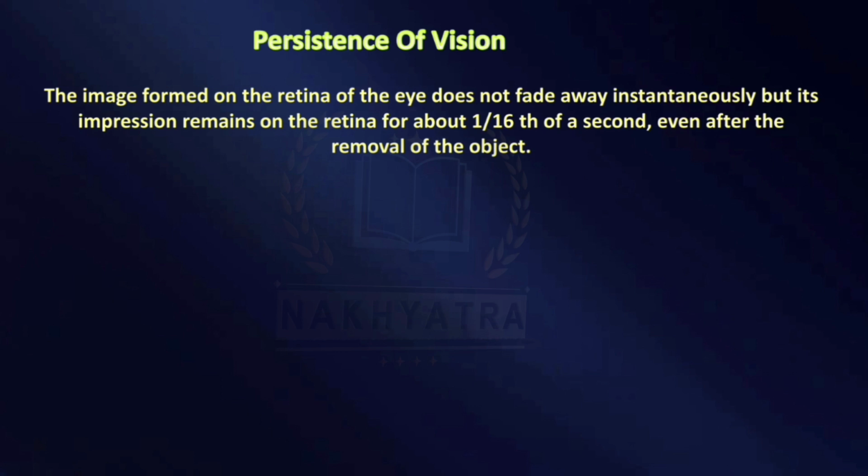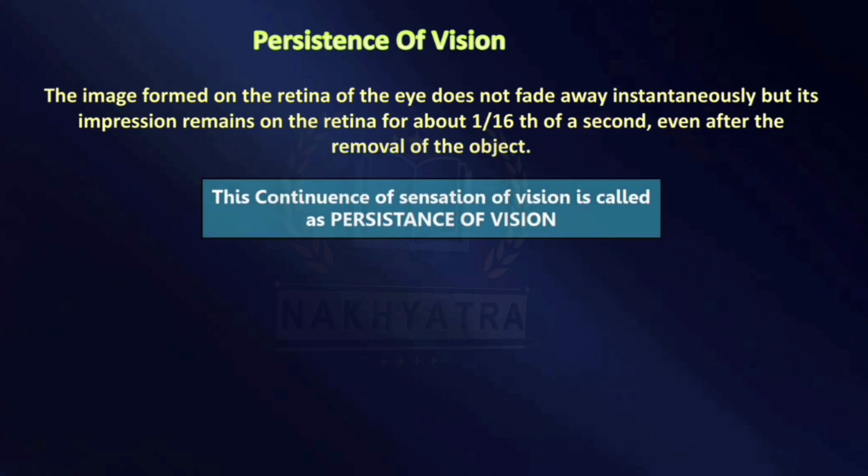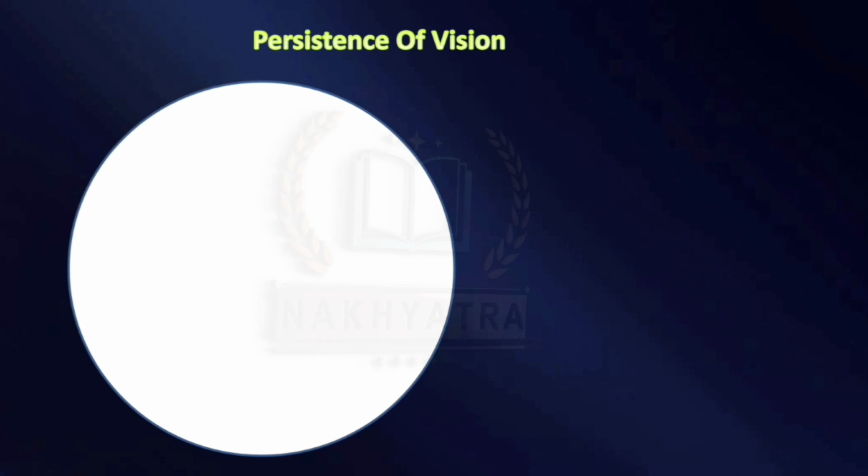Okay guys, now we know that image is formed on the retina of the eye, and the image which is formed on the retina does not fade away instantaneously, but its impression remains on the retina for about 1/16th of a second, even after the object is removed. So this continuance of sensation of vision is called persistence of vision. Clear everyone? Now let us see an experiment.